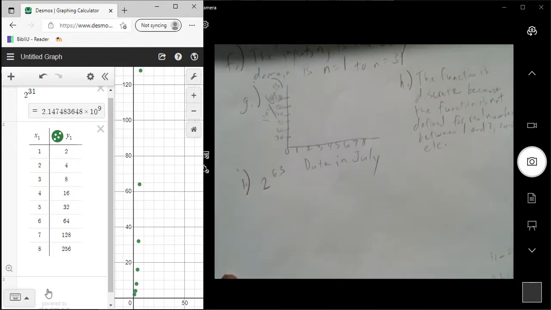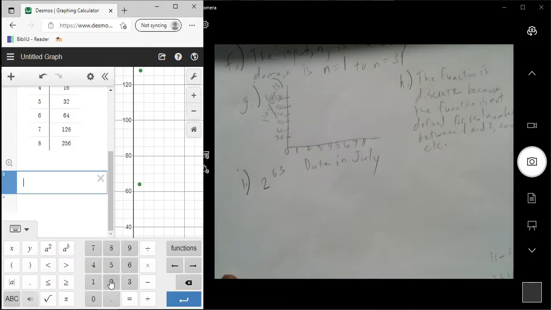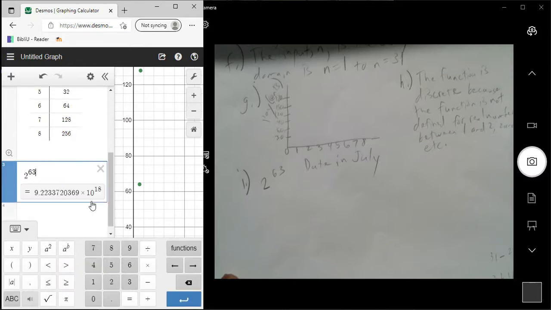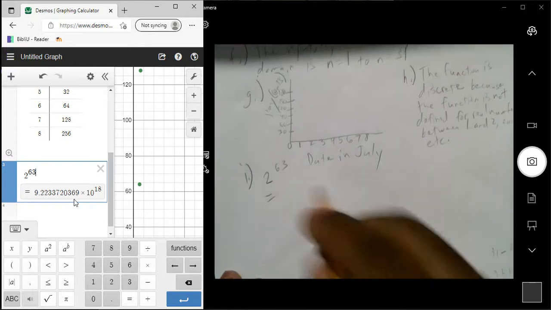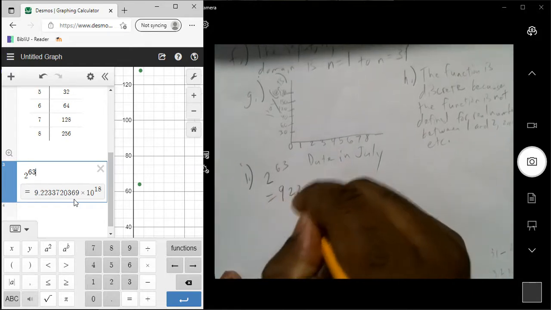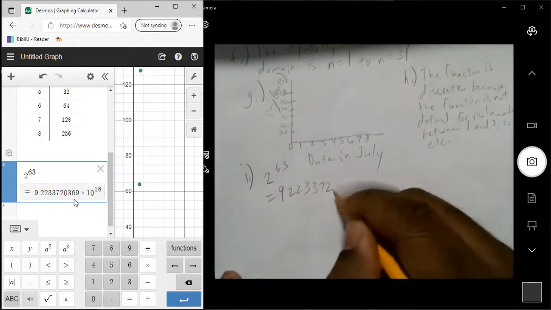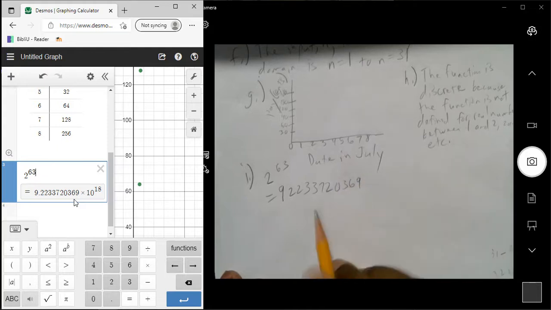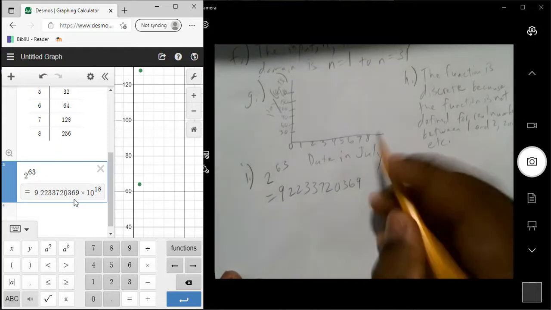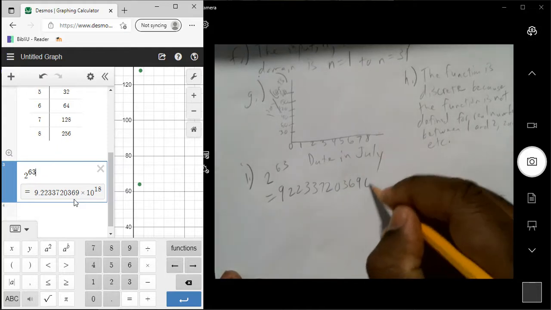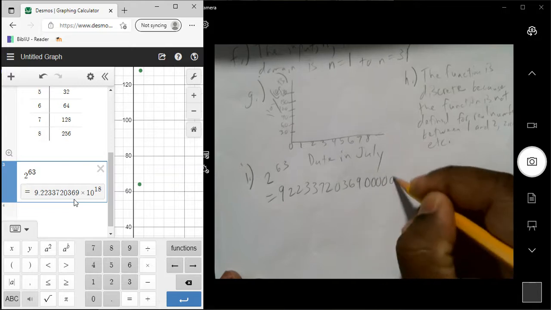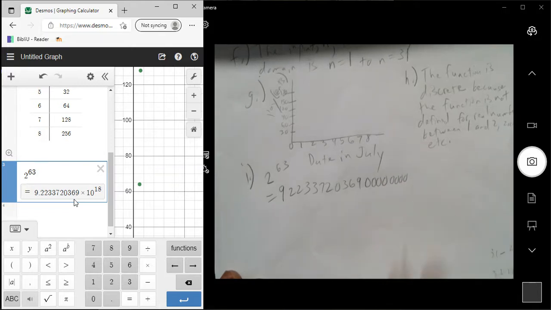Now, if we put this in our calculator, it's going to give us scientific notation. It's going to give us this long number here times 10 to the 18th power. So we'll need to move this decimal 18 places to the right. So it'll be 9, 223, 372, 0369. So that's 369, that's 10. So we would have to add on 8 zeros. And then now we're done.